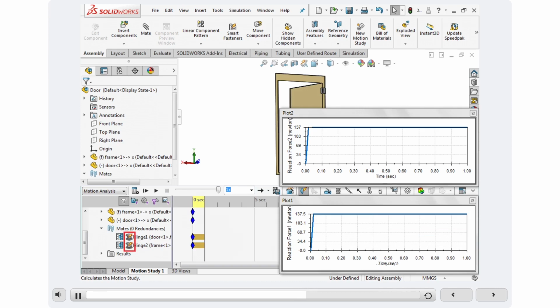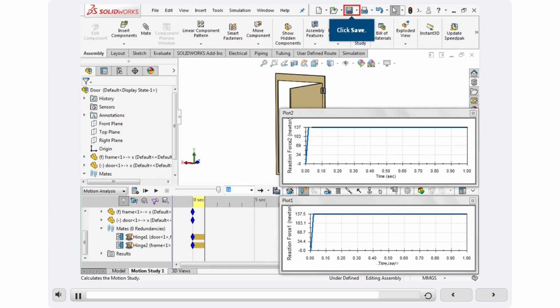Notice how the Mate icon in the Mates folder of the Motion Manager changes. The lightning indicates that the flexibility of this mate was forced by the software rather than manually specified by the user. Let's review the results. The Y component of the reaction force for both mates now shows a value of 137.5 newtons. The weight of the door has now been correctly shared by both of the hinge mates.